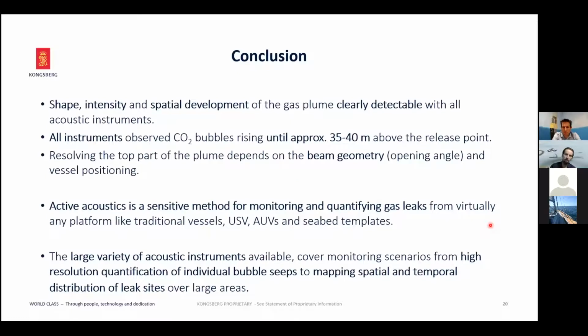So this brings us to the conclusion. Shape, intensity, and the spatial development of gas plumes were clearly detectable with all different types of acoustic instruments. All these instruments observed CO2 bubble rising heights of around 35 to 40 meters above the release point.